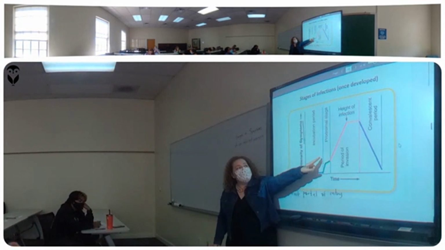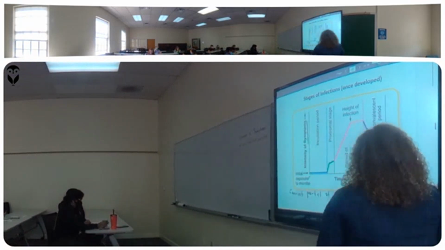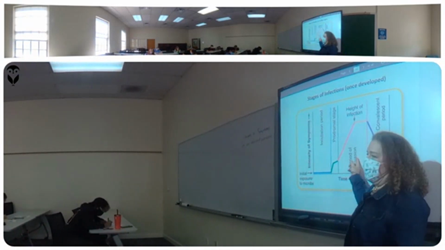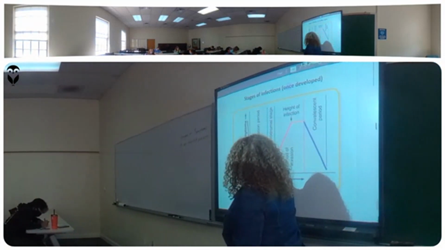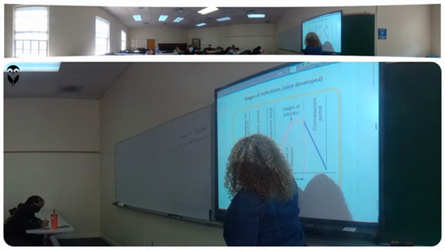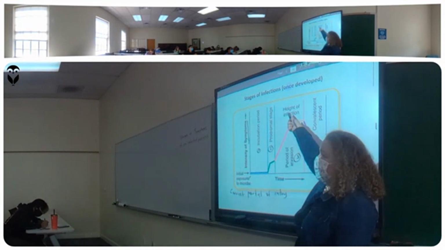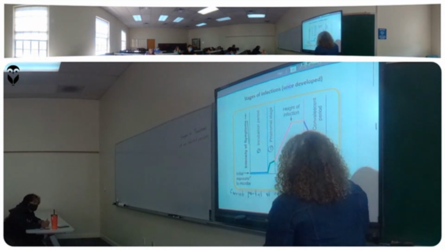The next one is prodromal stage. The next stage is called period of invasion. Height of infection is just when you feel the worst. It's not the stage name. It's called period of invasion.